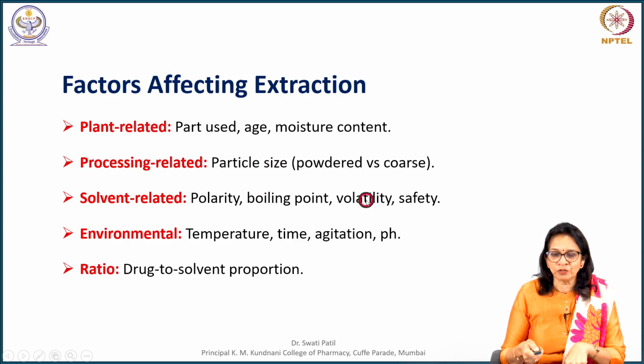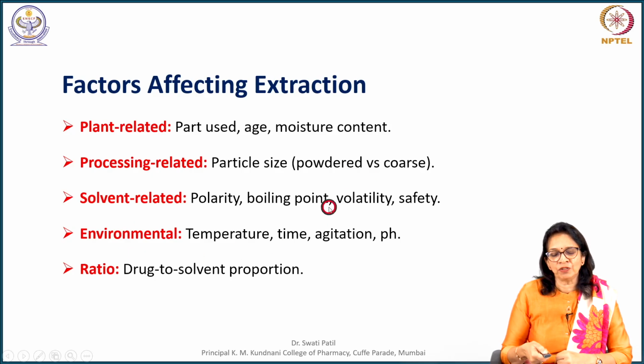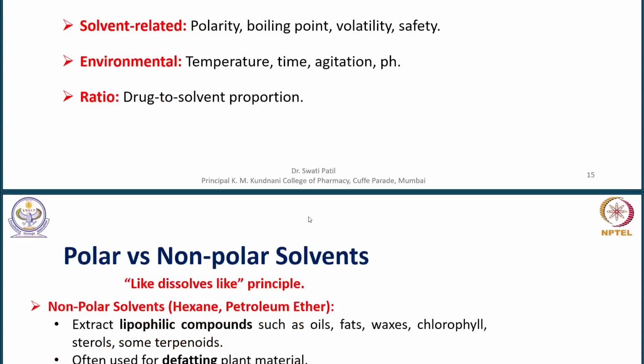The kind of solvent used also decides how much extractive yield we are getting. Environmental conditions like temperature, time, agitation and the pH also define the extractive yield. The drug to solvent ratio will help us decide an optimum yield. Generally, we keep the proportion of 1:5, but a higher proportion may be used for optimum extraction.